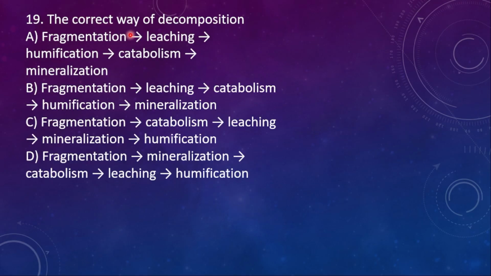19th one. The correct way of decomposition: A. fragmentation, leaching, humification, catabolism, and mineralization. B. Fragmentation, then leaching, then catabolism, humification, and mineralization. C. Fragmentation, catabolism, leaching, mineralization, and humification. D. Fragmentation, mineralization, catabolism, leaching, and humification. So here the right option is option B.